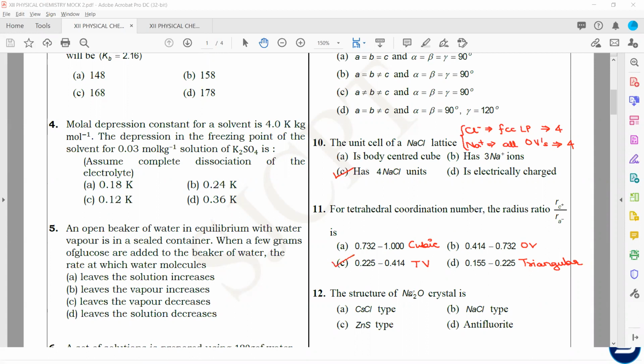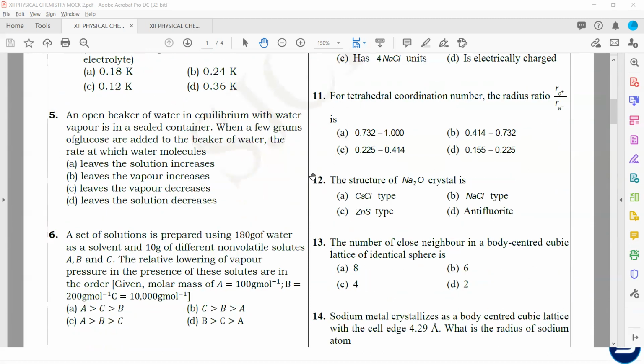Next, the structure of Na2O crystal is... Are you aware about fluoride and antifluoride structures?